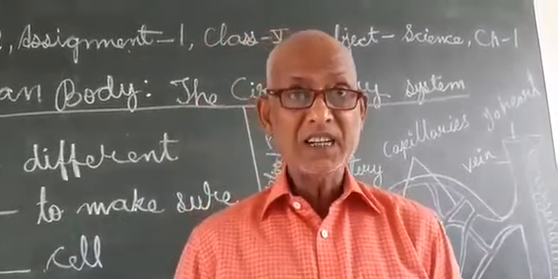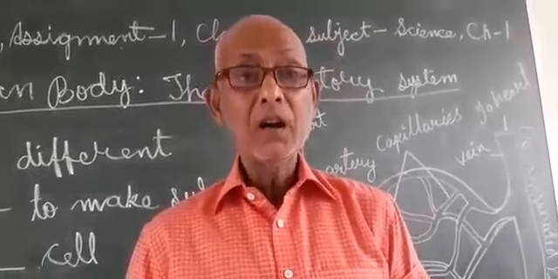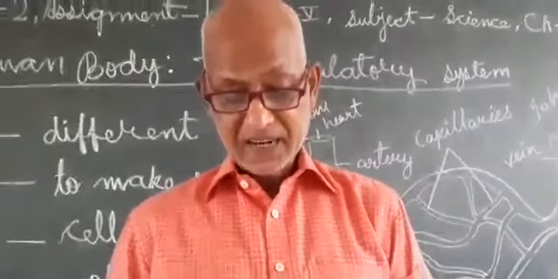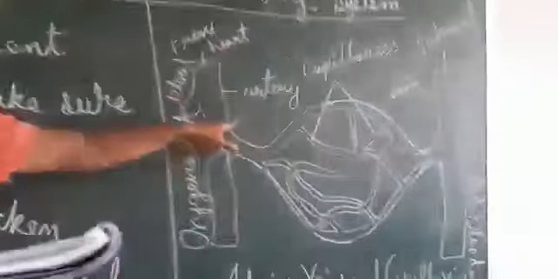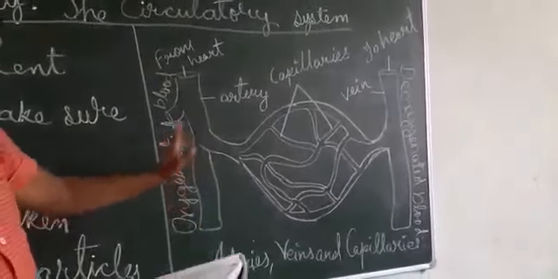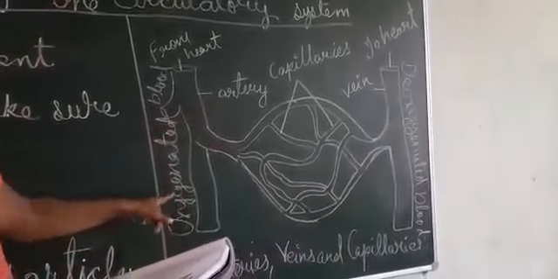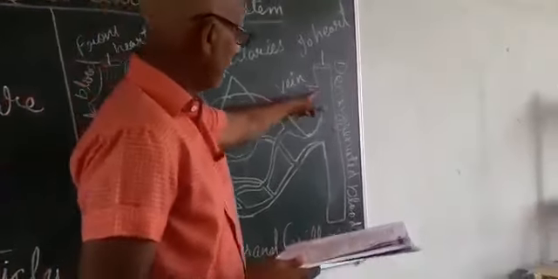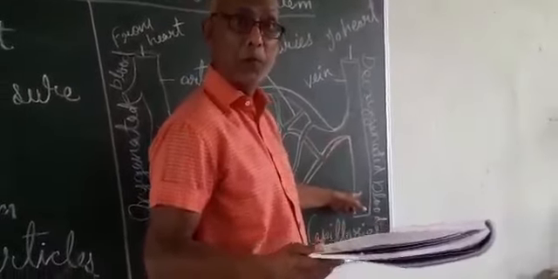The heart sends impure blood to the lungs through an artery called the pulmonary artery. This is the only artery that carries impure blood. Here is a diagram of arteries, veins and capillaries. The artery carries oxygenated blood, means pure blood. Here the vein carries deoxygenated or impure blood.